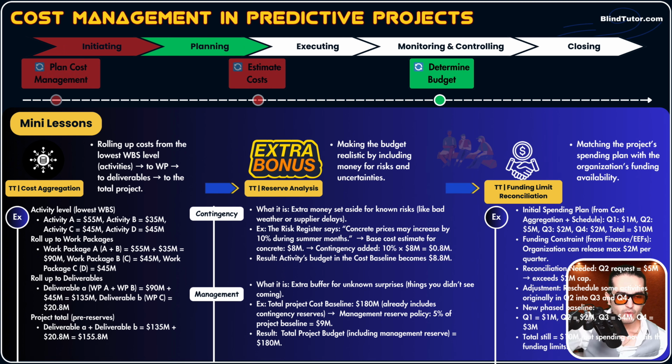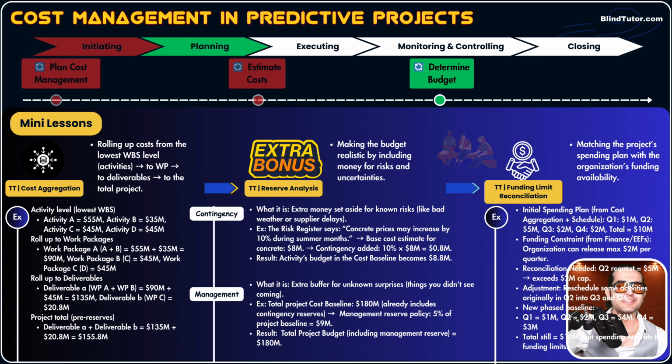Now, we consider funding constraints, guys. Okay, for example, finance department or EEF will say, hey, organization can release maximum of 2 million per quarter, not more than 2 million. Now, what's the problem with this? What was the cost of activities that are implemented in quarter two? 5 million. What's our limitation and constraint? 2 million. Organization can only release 2 million. So we need to do something.